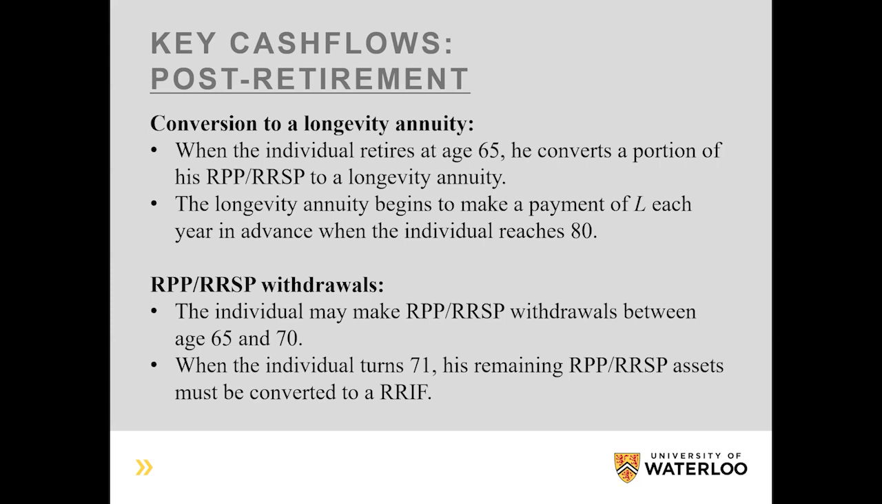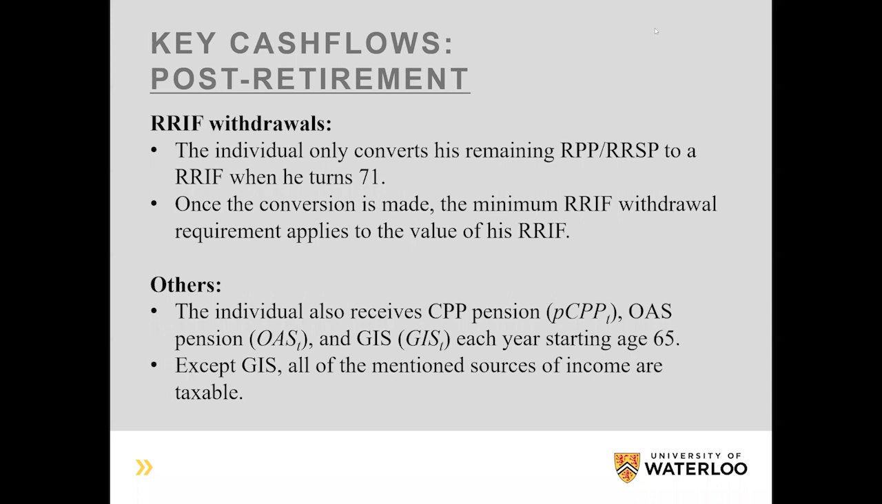Then we have pension withdrawals. The individual may make RPP or RRSP withdrawals between age 65 and 70. When the individual turns age 71, the remaining RPP and RRSP assets must be converted to a RRIF. So there must be some RRIF withdrawals at a certain stage. The individual converts only his remaining RPP and RRSP to a RRIF when he turns 71. Once the conversion is made, the minimum RRIF withdrawal requirements apply to the value of his RRIF.